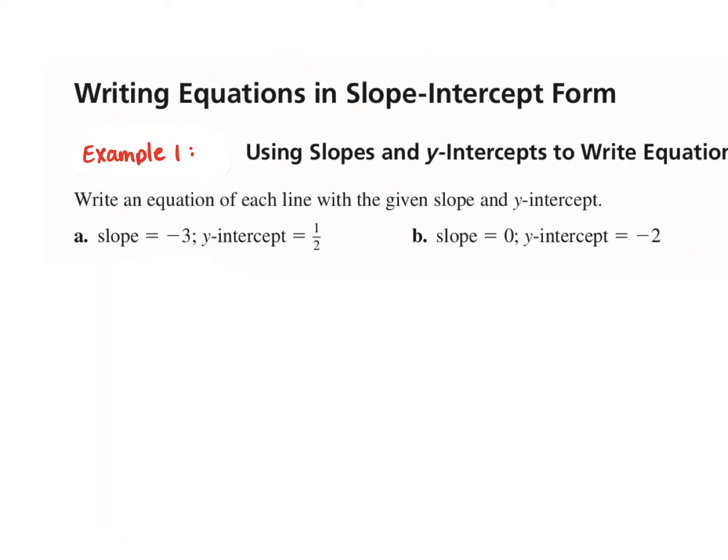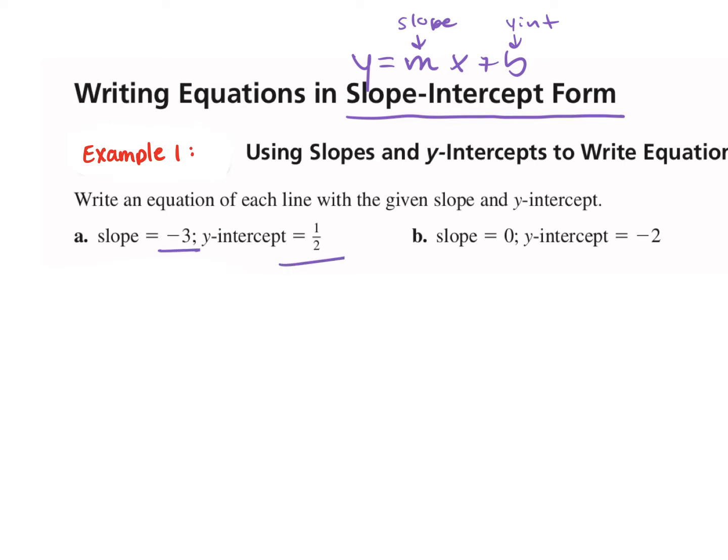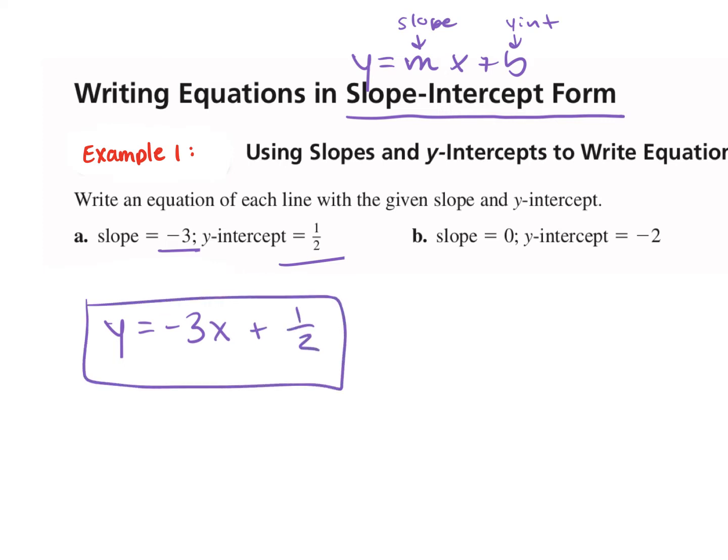Example 1 says write equations in slope-intercept form. So our slope-intercept form is y equals mx plus b, where m is our slope and b is our y-intercept. So in this question, it gives us the slope and the y-intercept, so we just need to plug them both in. So we have y equals negative 3x plus 1/2. And that is our answer. So we're just plugging in our slope for the m and plugging in the y-intercept for the b.